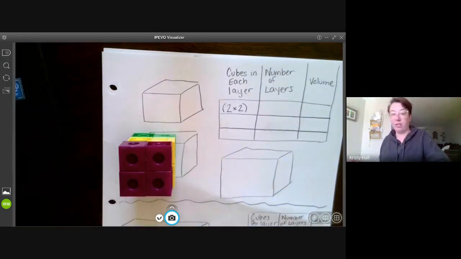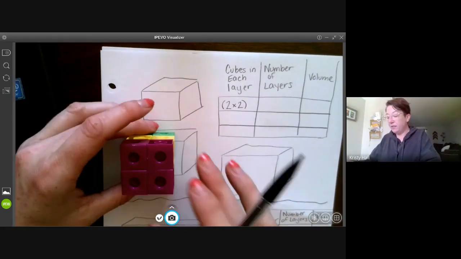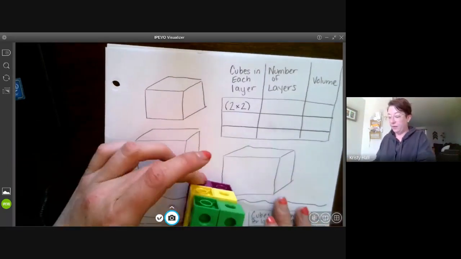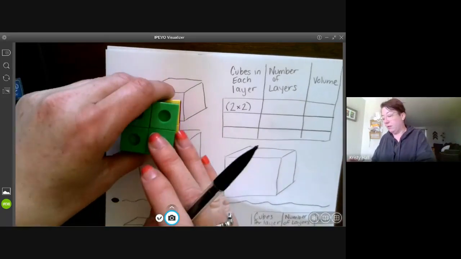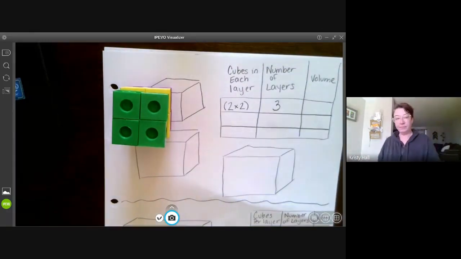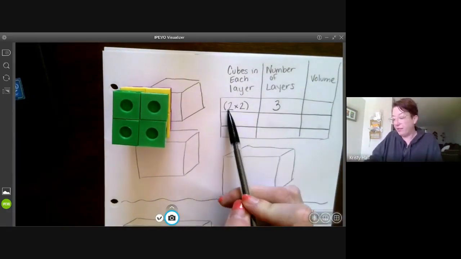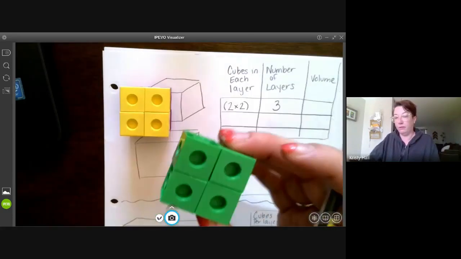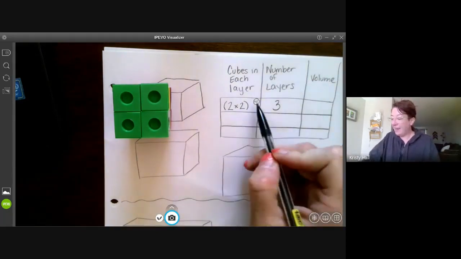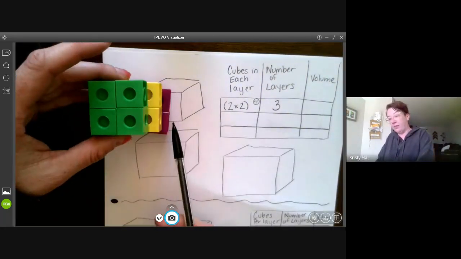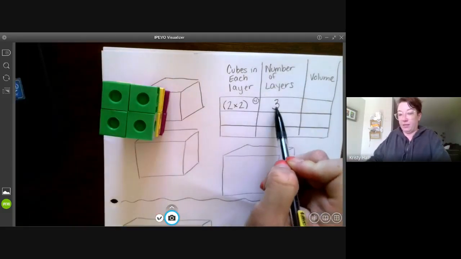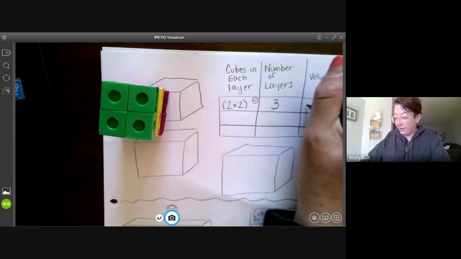The next part of the chart wants to know how many layers there are. So you can see I have 1 layer, 2 layers, 3 layers. There are 3 layers. So I'll fill that in my chart. So if I look at what I have here, I have 2 times 2, which equals 4. So I'm going to think about that in my mind as 4. And then I had 3 of those layers. So I'm going to count 4 3 times, which is really 4 times 3. So 4 times 3 gives me 12.